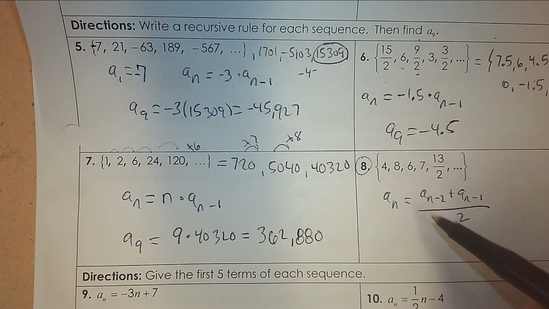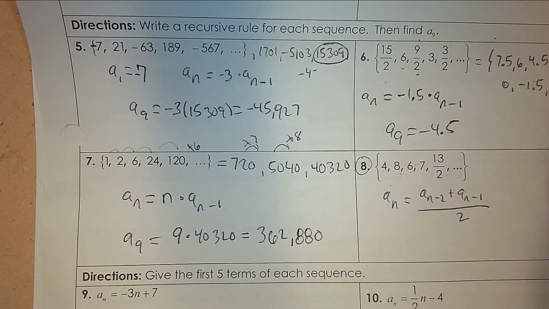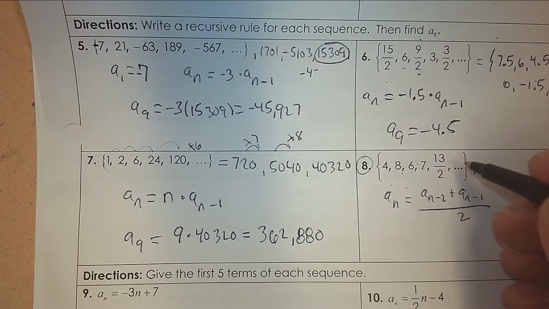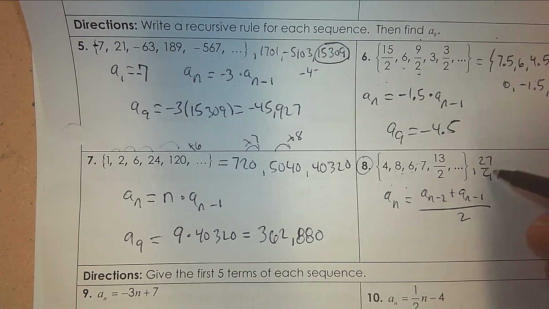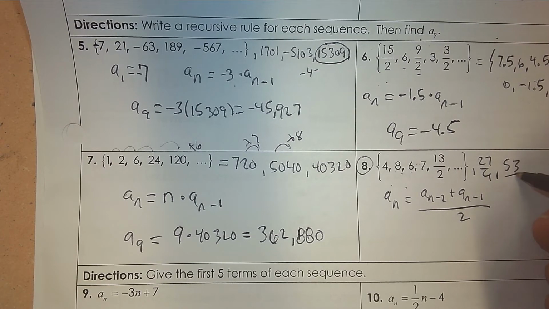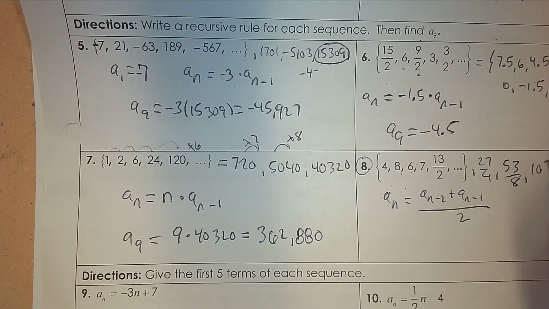So 4 plus 8 is 12, divide by 2. 8 plus 6 is 14, then divide by 2, and so on. So you have to add them together and then divide. You add them together and then divide by 2. Add them, and you need common denominators to make this happen.